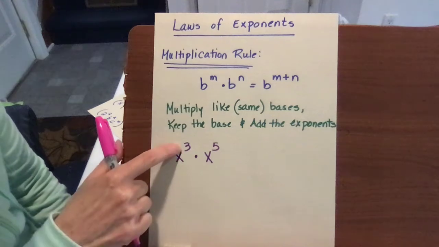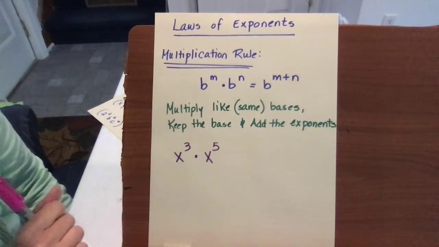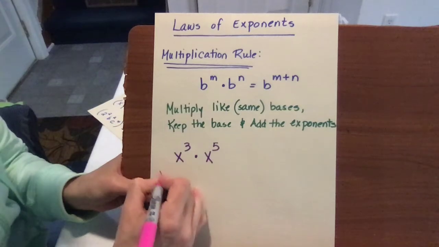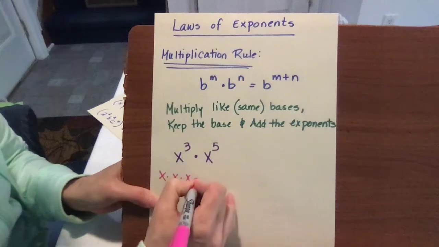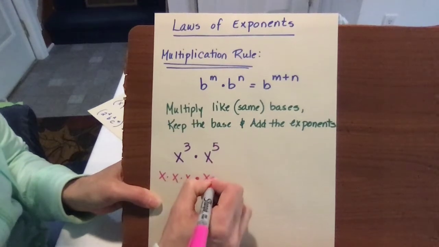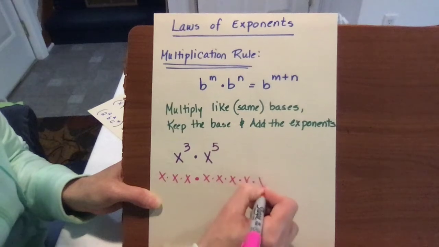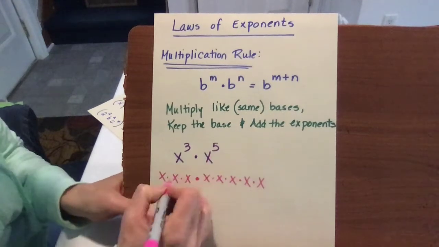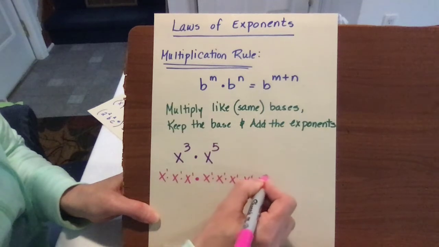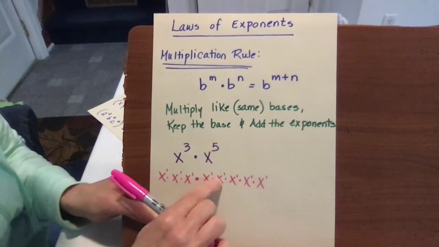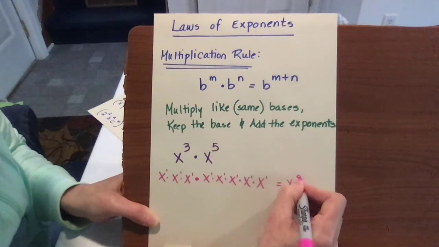We have x to the third power times x to the fifth power. So x to the third power we know is x times x times x. And x to the fifth power is x times x times x times x times x. And that's its meaning. All of these are to the first power. And we have 1, 2, 3, 4, 5, 6, 7, 8 of them. So it's x to the 8th power.